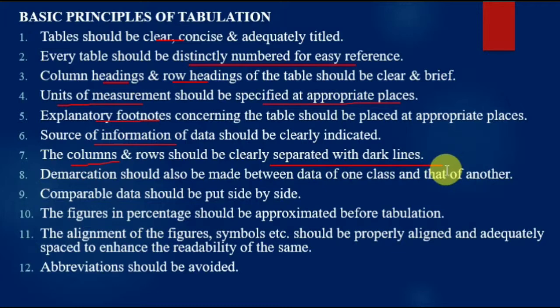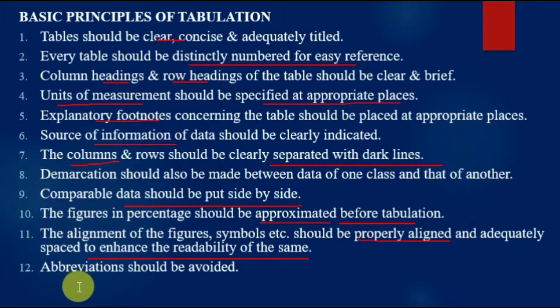The columns and rows should be clearly separated with dark lines. This is very much important. Once we separate clearly, only then will we understand the data very clearly. So there should be a very dark line separating them. Demarcation should be made between the data of one class and that of another. Comparable data should be put side by side, so we can compare. Figures in percentage should be approximated before tabulation. If it is 5.8, approximate to 6; 7.9, approximate to 8. That approximation should be rounded so that we can understand very clearly. Alignment of figures and symbols should be proper and adequately spaced to enhance reliability.